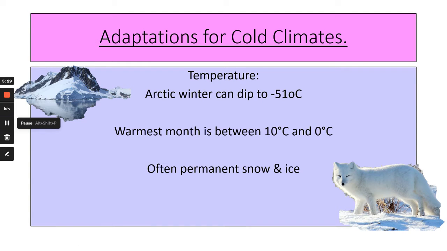So we're now going to talk about adaptations for cold climates. The Arctic winter can dip to minus 51 degrees Celsius, and in the warmest months it's only between 0 and 10 degrees Celsius, and it's often permanently covered in snow. This makes it a very harsh environment for animals to live in.